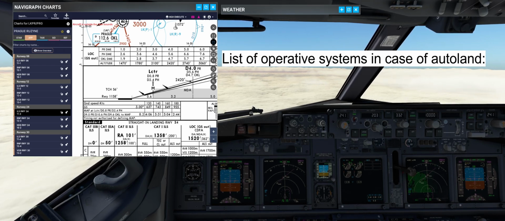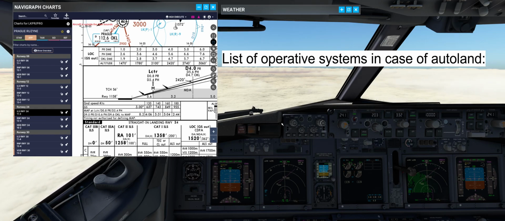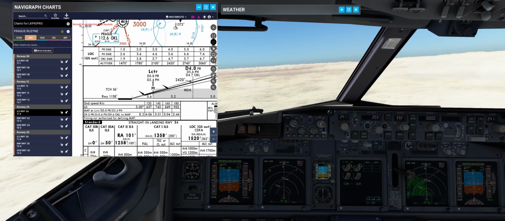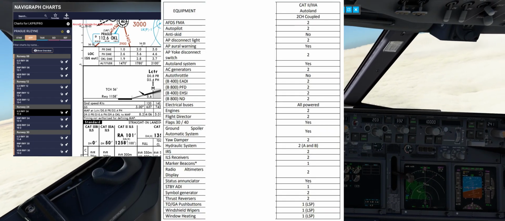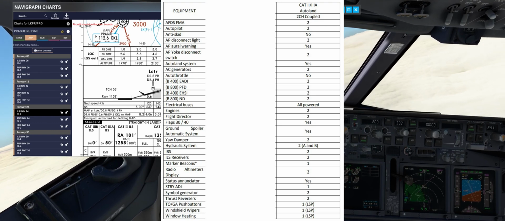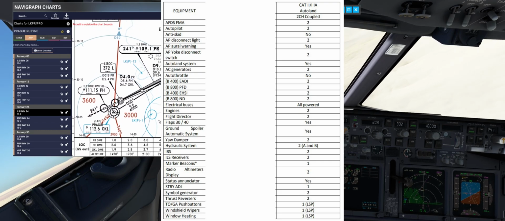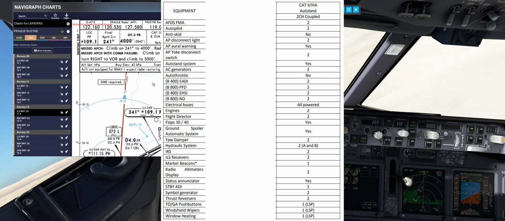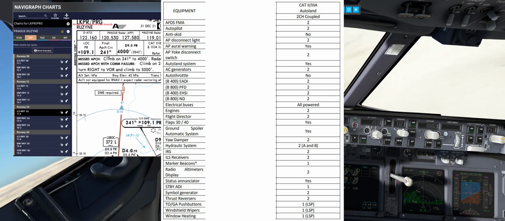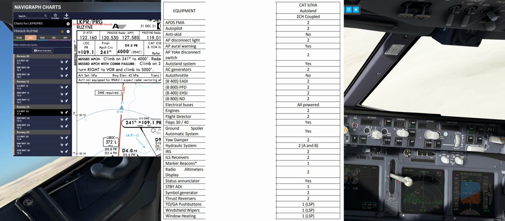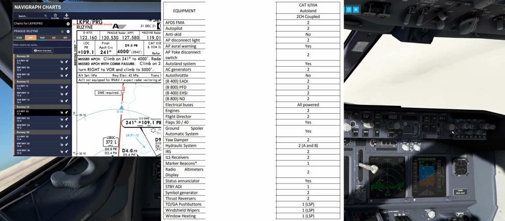So basically that's it. We discussed, I think, all situations, and now we will perform the autoland, a normal autoland without any failure. We are going to prepare for the autoland on runway 24 in Prague. What is important is to brief enough. The final approach course is 241. We have 241, and we have as well 241.